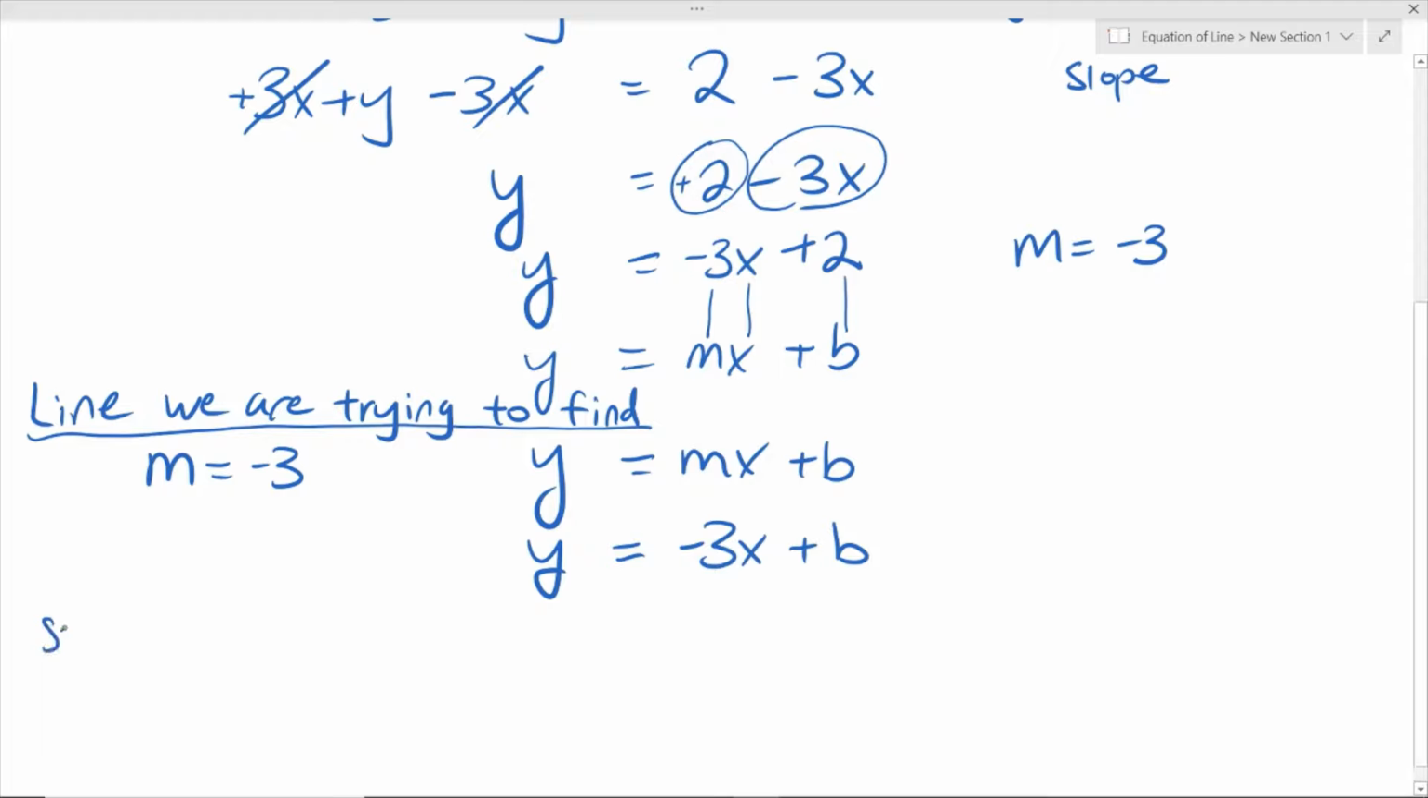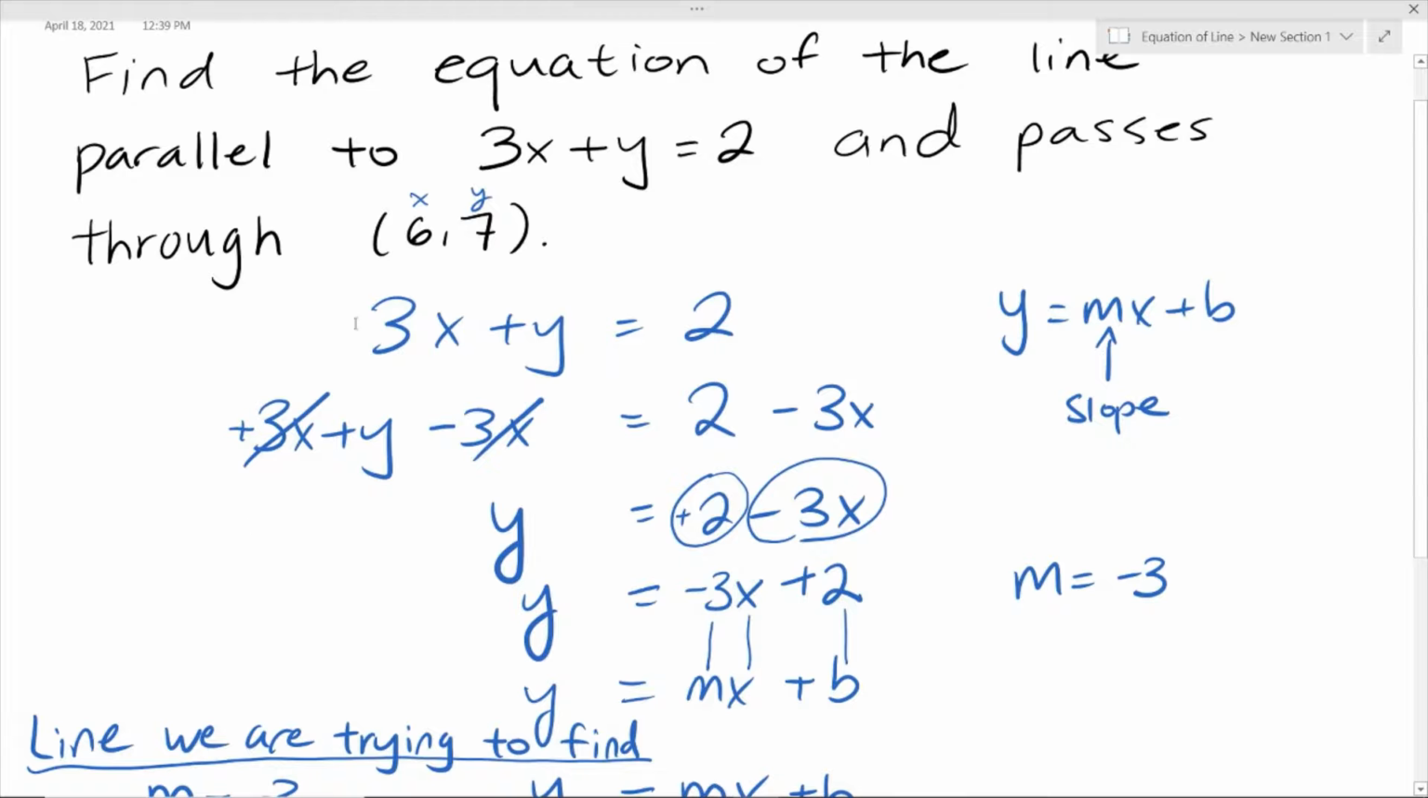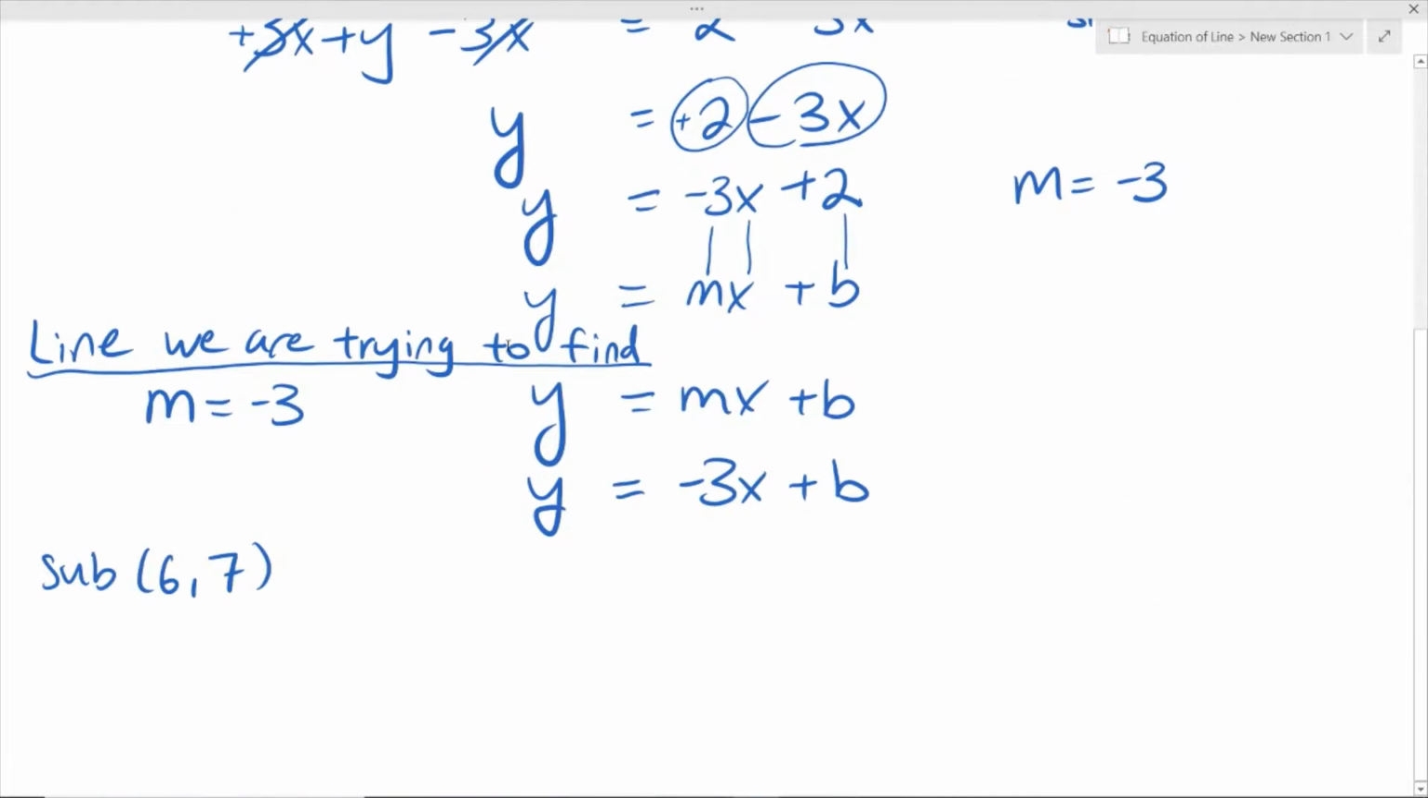So we need to sub in 6, 7, as shown from here, x and y. We know that x is going to be 6 and y is going to be 7. So here we have y, so y is going to be 7, and then this is -3, and x is 6, so we plug in 6. Then we just have b left. We're essentially trying to solve for b because we have one variable, so we can solve this equation.